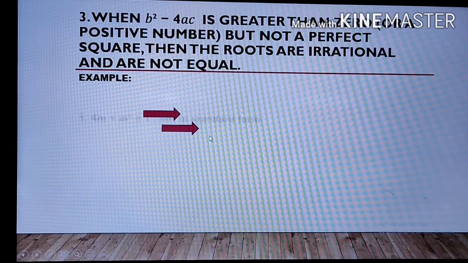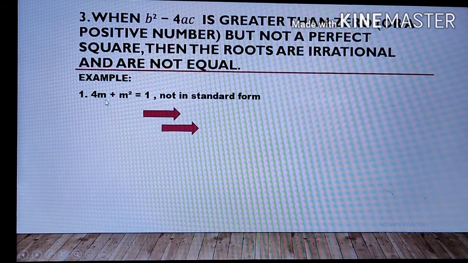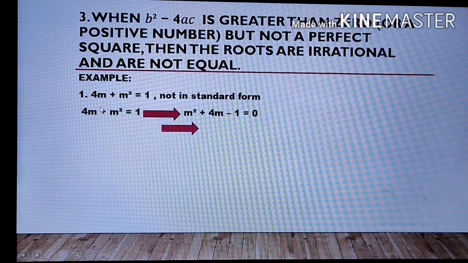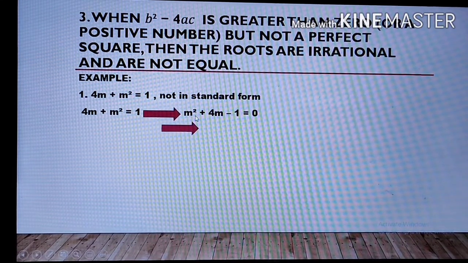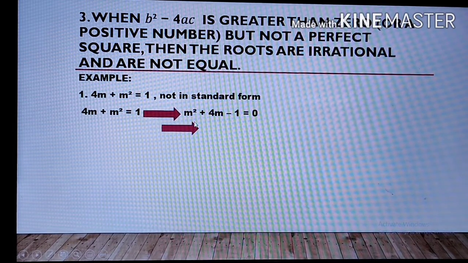So, I have an example. Example number 1, 4m plus m squared is equal to 1. So, not in standard form. So, we are going to transform pa the given quadratic equation to standard form. So, from this one, magiging m squared. So, ilalagay na natin itong m squared sa first term, m squared.